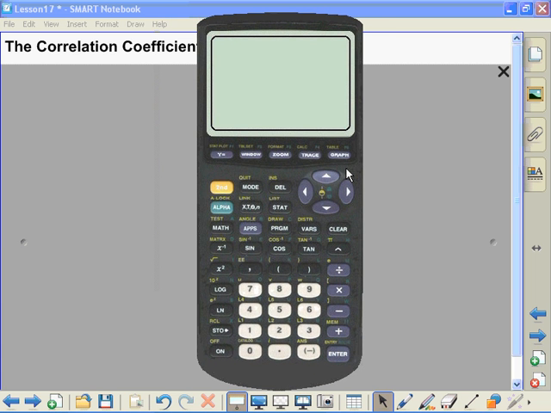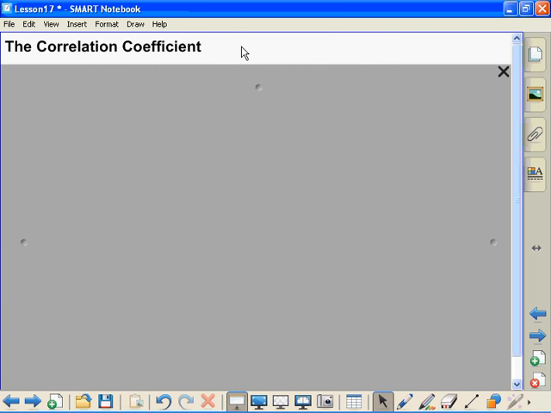Or if it's during class hours and you want to use the calculator, just let me know, and I will have them available. A box of calculators will be showing up for this particular unit and the next unit. So, correlation coefficient, continuing on with the lesson here.